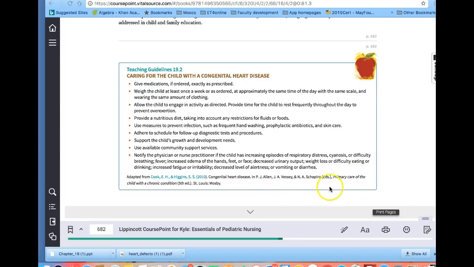Okay, I think that is it for the cardiac defects and heart failure. I think some of this content overlapped. That's not a bad thing. So that's about all I got.